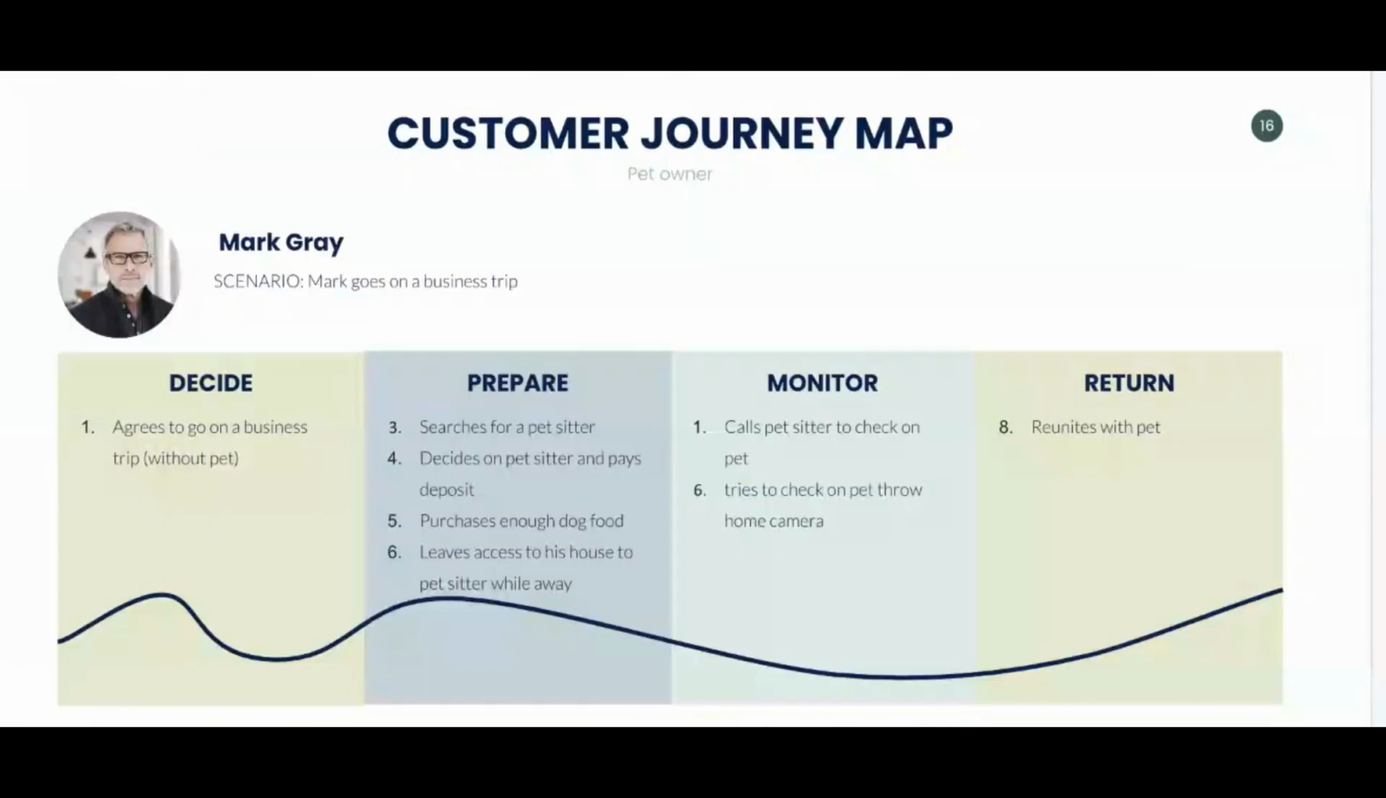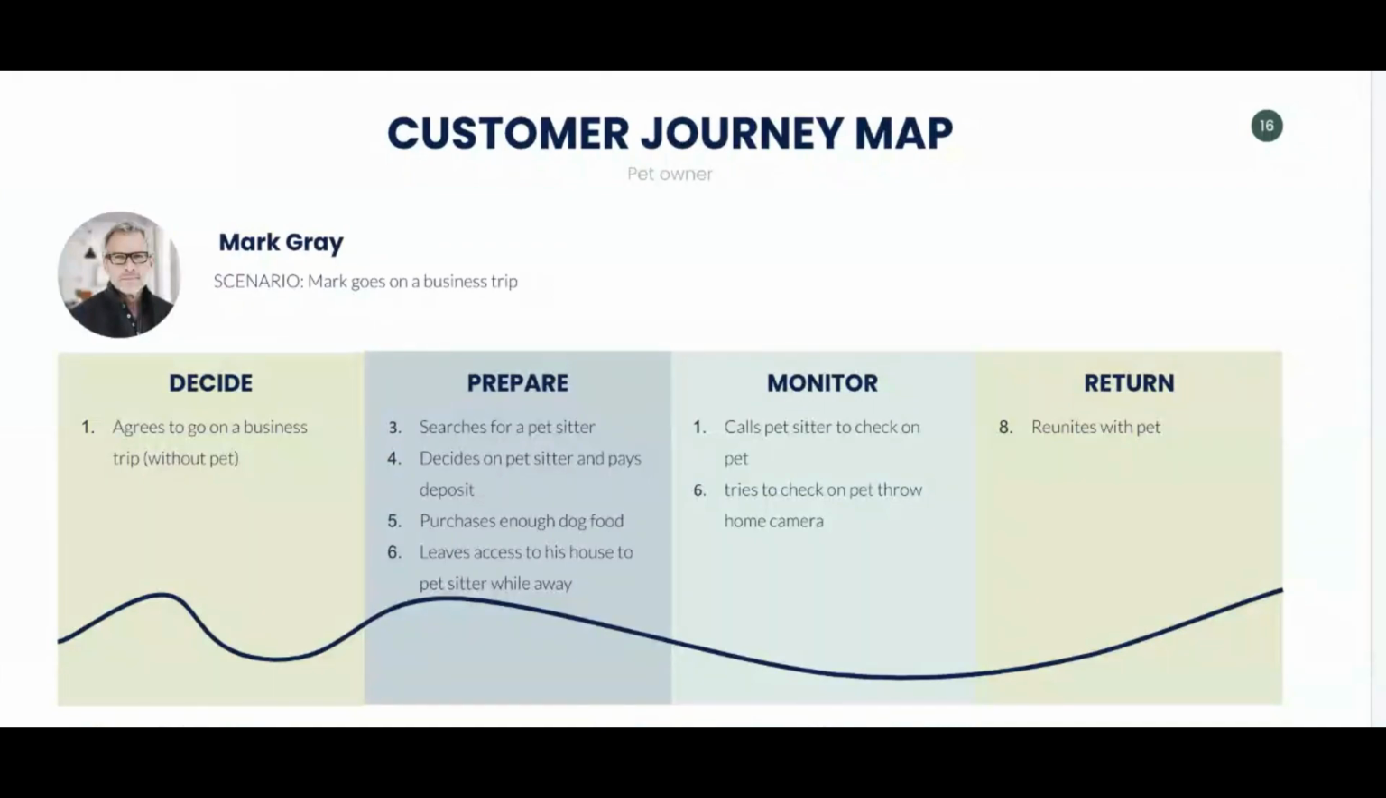So when he's going on a business trip, he has to decide on the trip. So he agrees to go on the business trip without the pet, right? So he has to decide, do I need to take my dog or not? And he decides to go without the pet. Then he has to prepare. So when you're deciding, it goes up because there's some anticipation, some excitement about going on a new trip. And then you need to prepare.